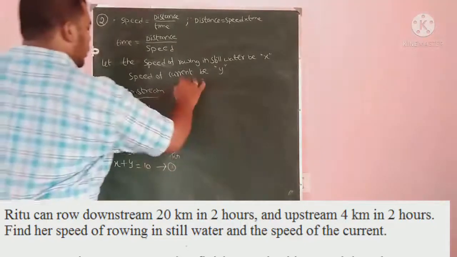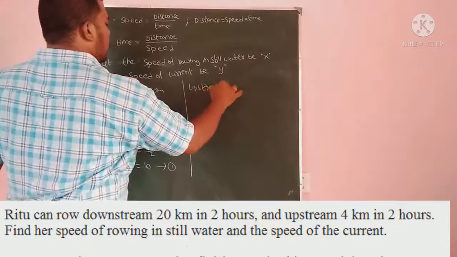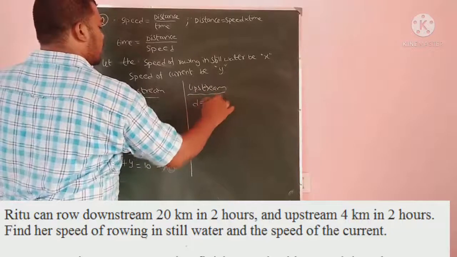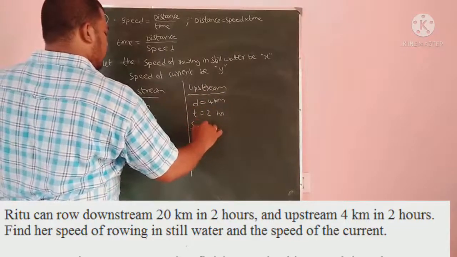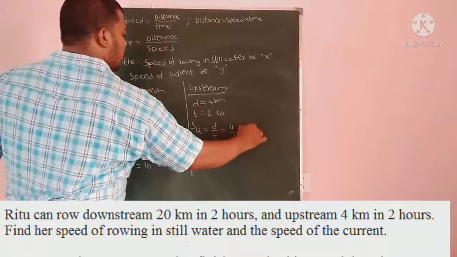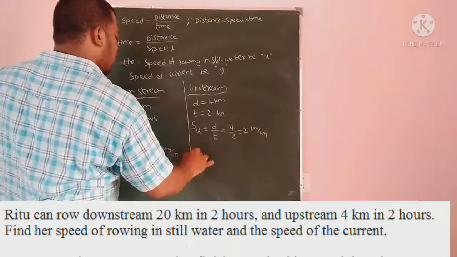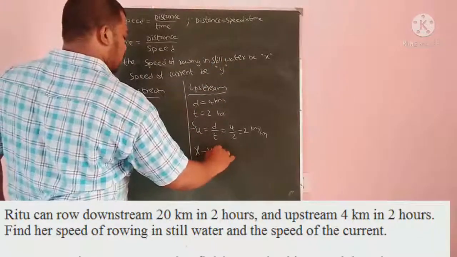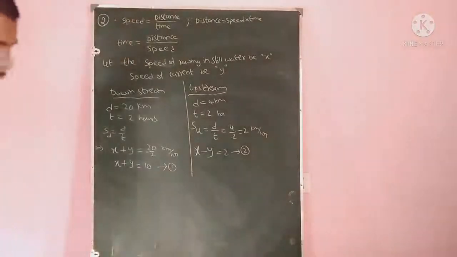Let it be equation 1. In the upstream case, she traveled 4 kilometers in 2 hours. Now speed in upstream is the same, distance by time, 4 by 2, that is 2 kilometers per hour. Speed in upstream means x minus y, boat speed minus the speed of the current, is 2. Let it be equation 2. Now solving 1 and 2.